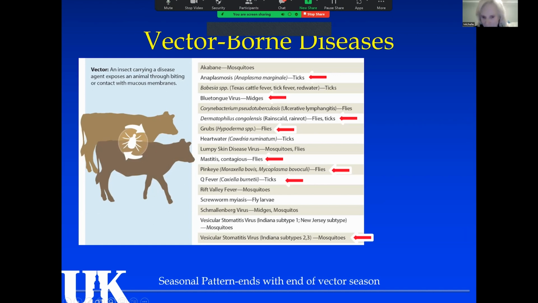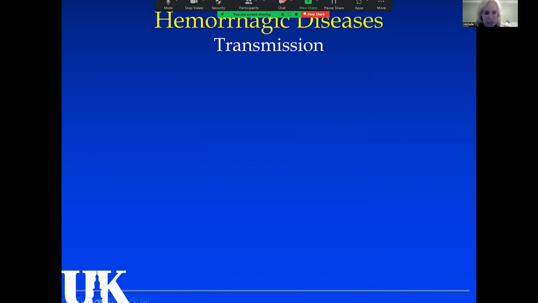One thing about all vector-borne diseases is they have a seasonal pattern that coincides with when the vector is out there. So it kind of makes them unique, in that we look for them at certain times of the year. And if we have something that occurs at a completely different time of year, we don't even consider it generally as a possibility. So the hemorrhagic diseases are where we're going to start.